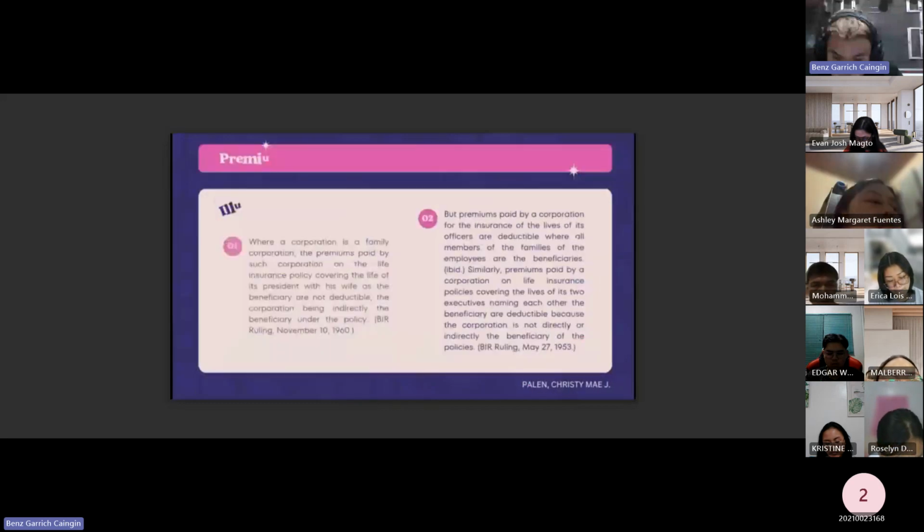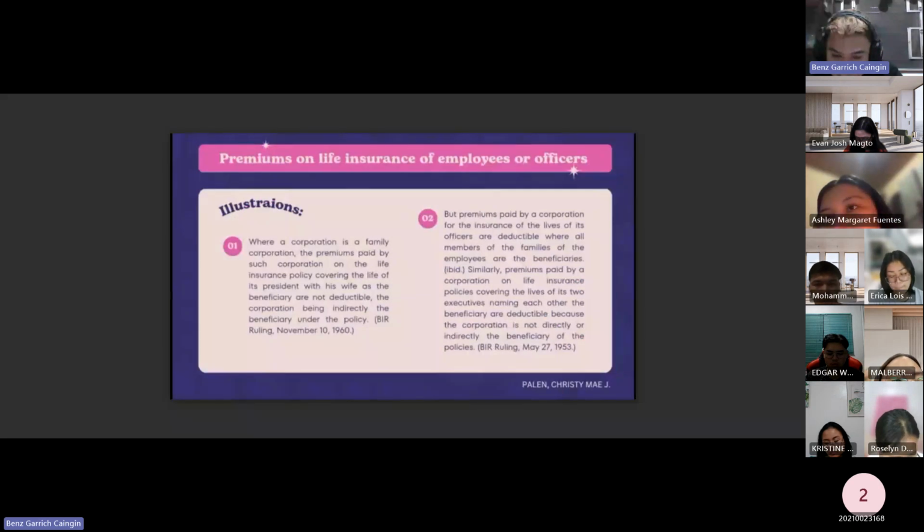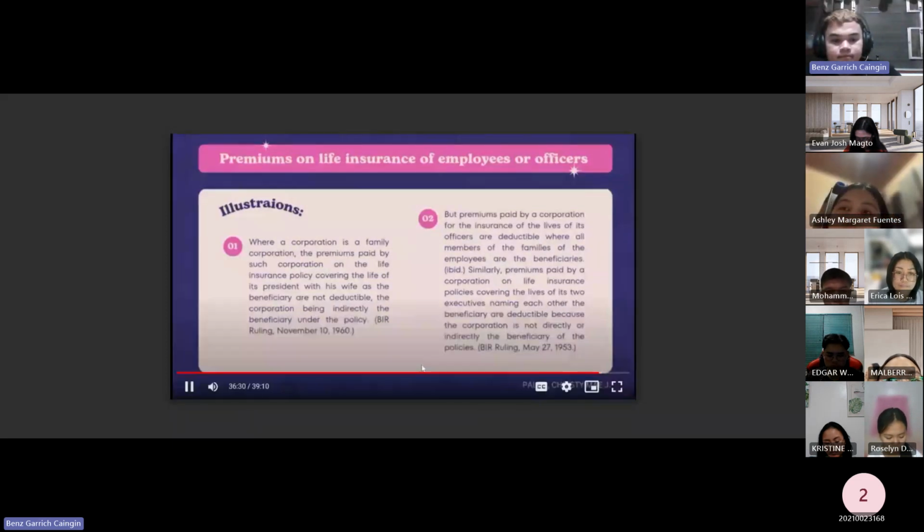Here are the illustrations. In the first illustration, this means that the premiums paid by the corporation on the life insurance policy covering the life of its president, with his wife as beneficiary, are not deductible because the corporation is indirectly the beneficiary under the policy. This is because if the president dies, the beneficiary, his wife, will receive the proceeds of the policy, which will be used to benefit the corporation.